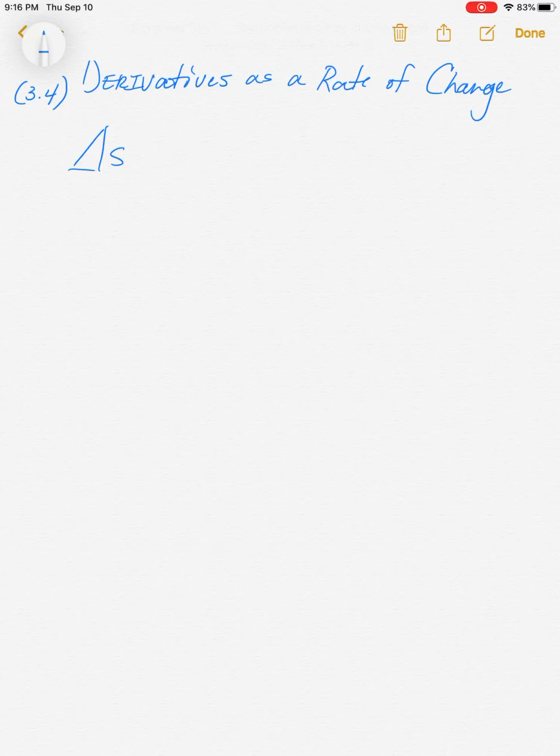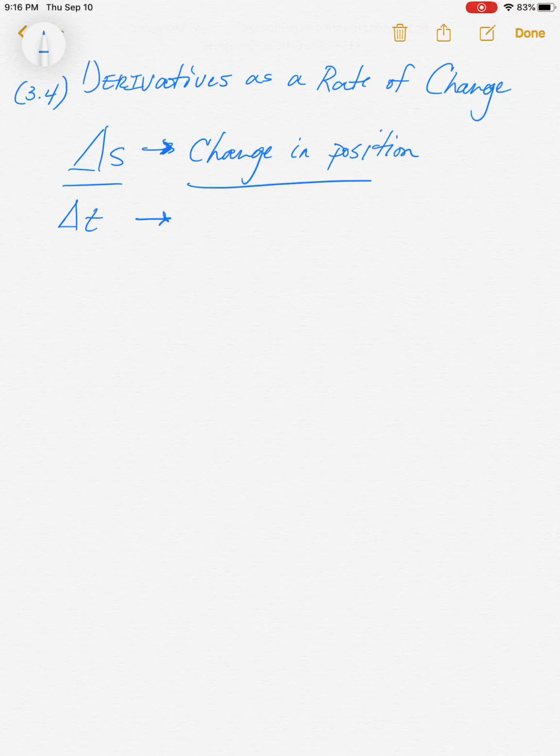All right. So let's jump into this thing right here. We have change in S. S in calculus stands for position. That's your starting position. So this says change in position over the change in time gives us average velocity. This is average velocity.